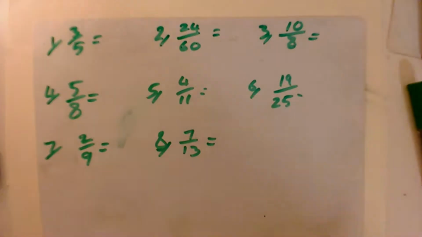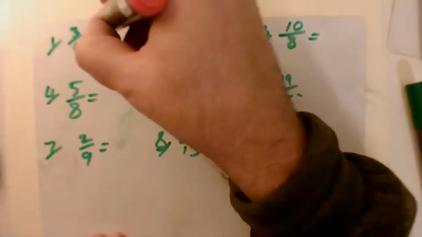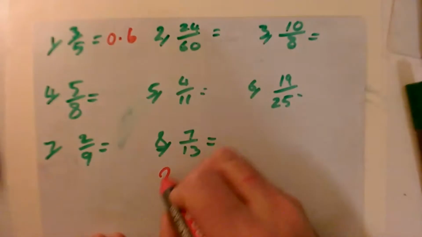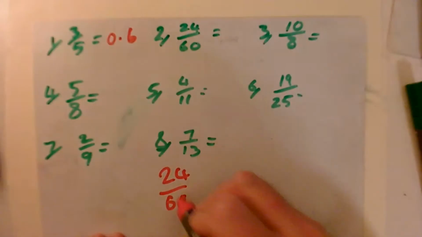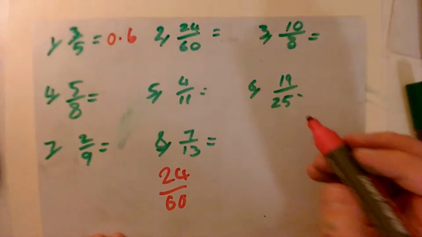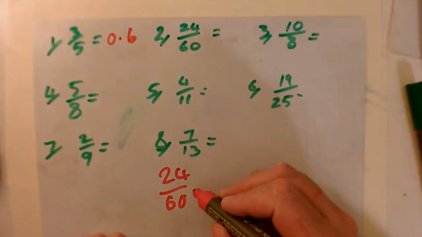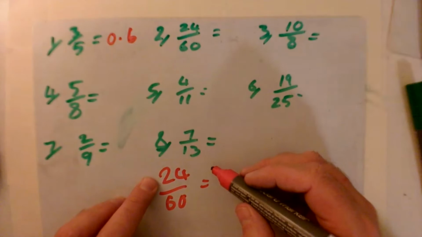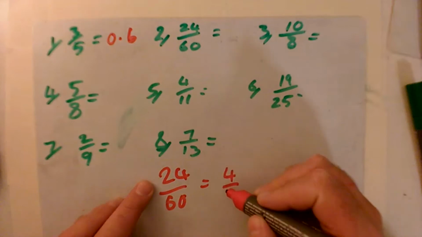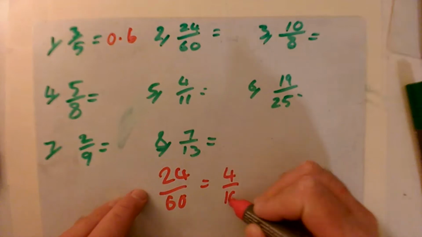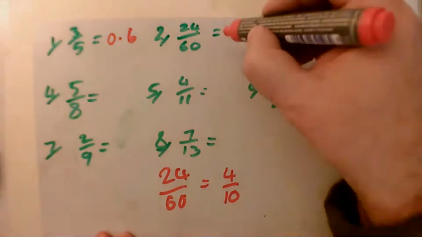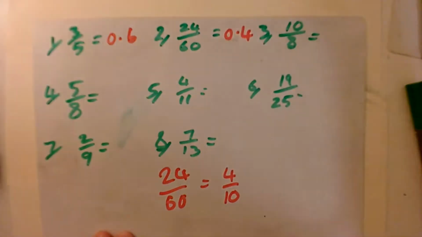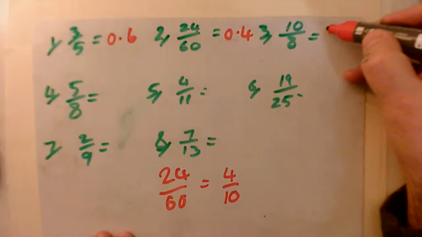Right, let's quickly go through these. The 3/5, you should know that's 0.6. This one, 24/60, I think this is probably one we can simplify first. I haven't worked out the answers yet. I know that 6 goes into them both, so that would be 4/10, isn't it? Yeah, 4/10, 0.4.